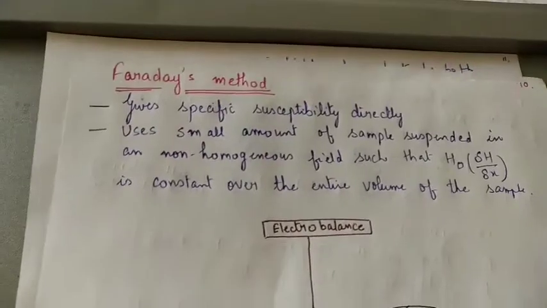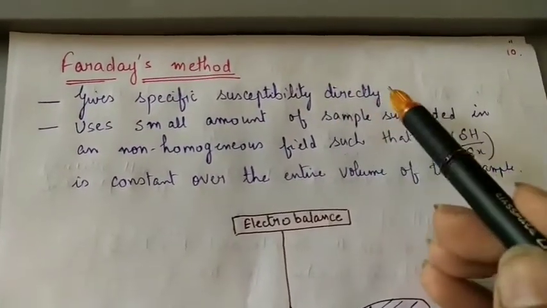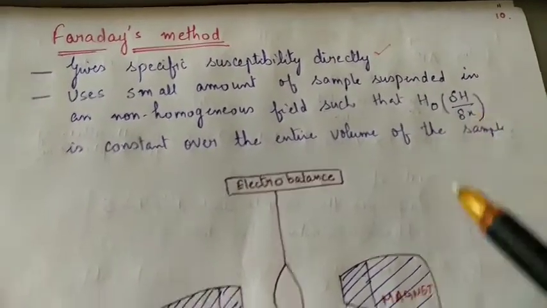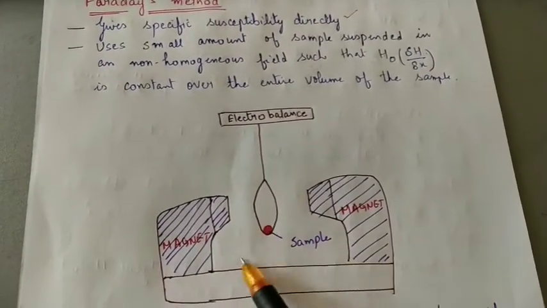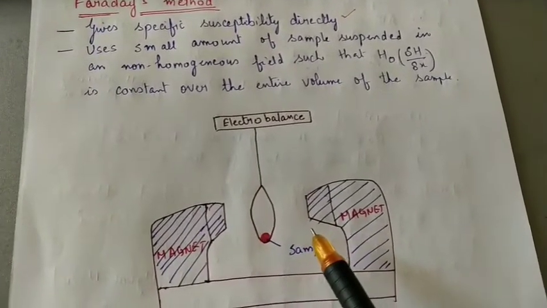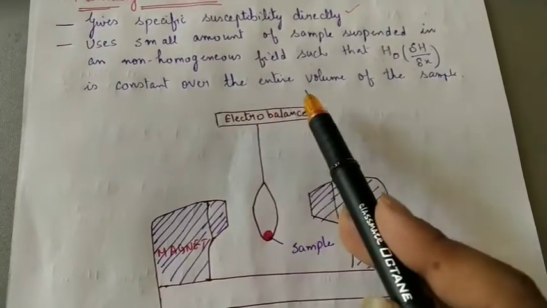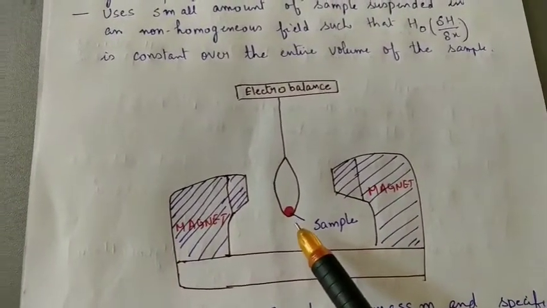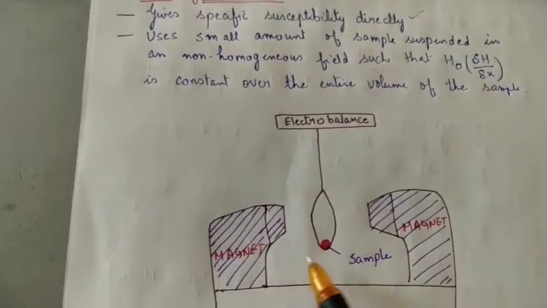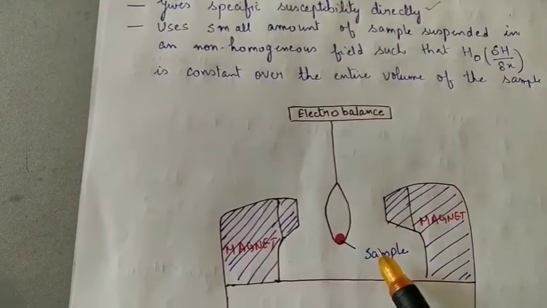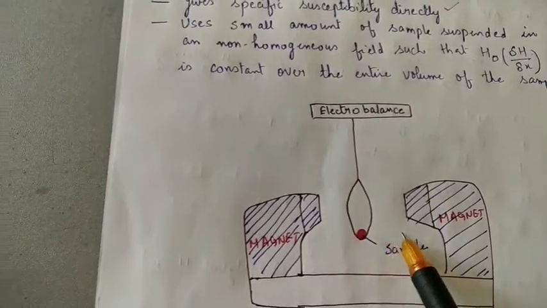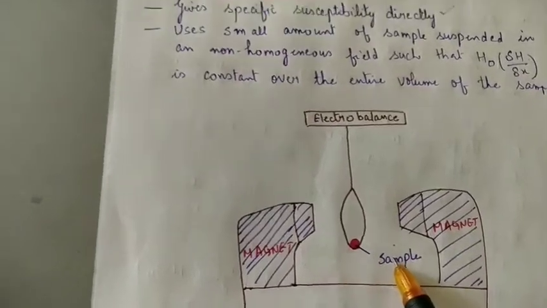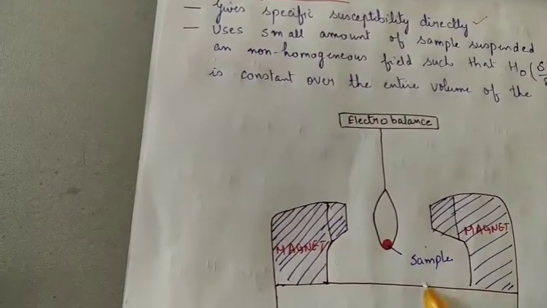Next is Faraday's method. Faraday's method gives specific susceptibility directly. It uses a small amount of sample suspended in an inhomogeneous field such that H naught delta H upon delta X is constant over the entire volume of the sample. So the sample is suspended between the magnetic poles, and these magnetic poles are shaped such that the value of H naught delta H upon delta X is constant in the space around the sample.